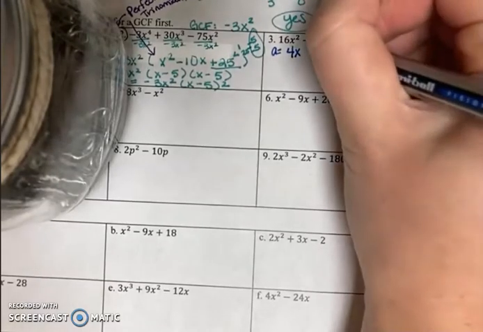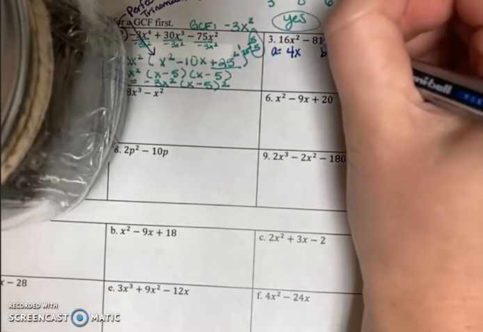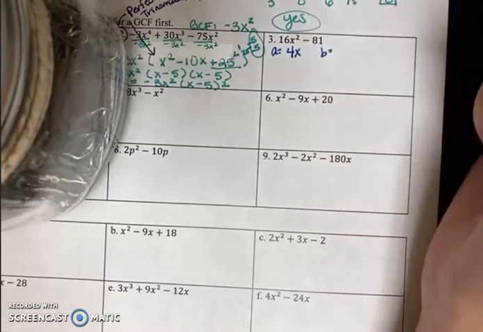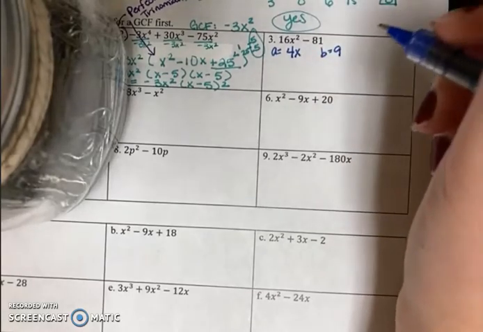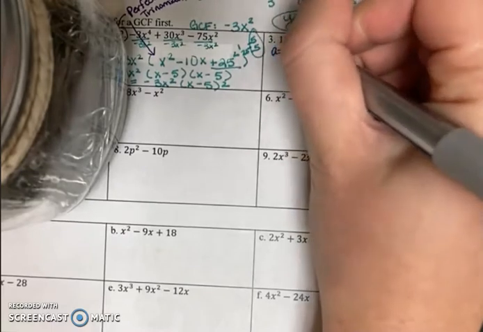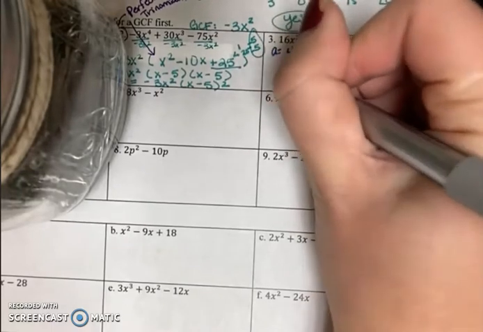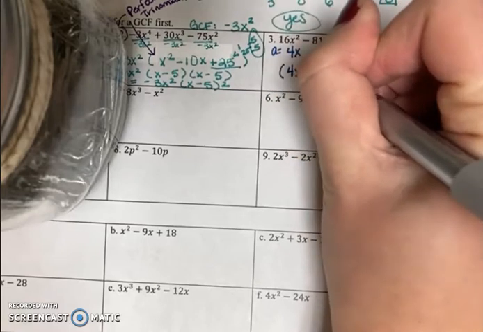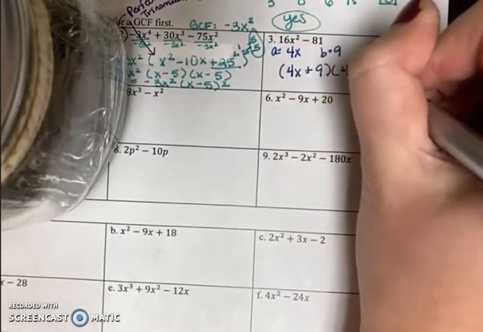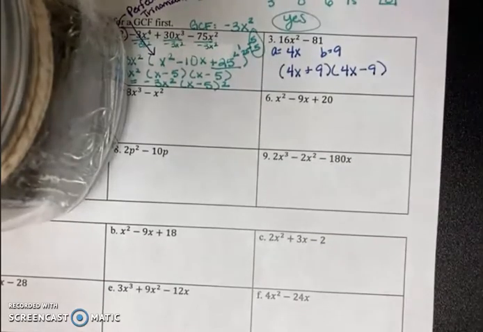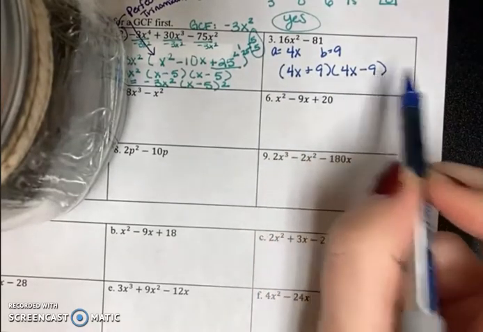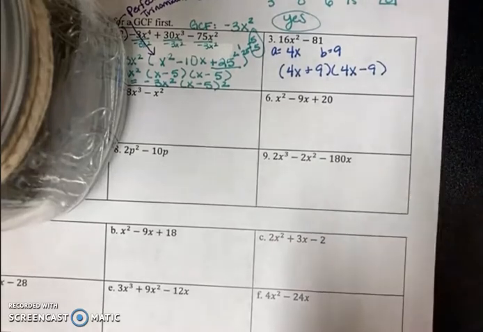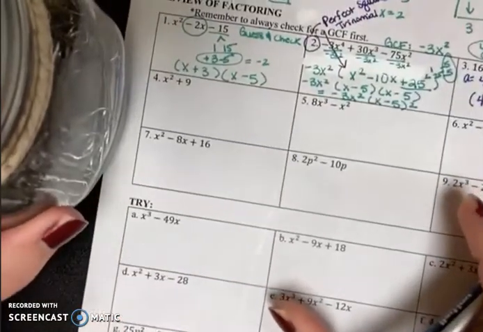I am subtracting, so I do know it is a difference, and then something squared does give me 81. That would be 9. So then I would just plug it into that rule, which is stating that a squared minus b squared is equivalent to a plus b times a minus b. We always want to check and see, can we factor further? So can I factor the 4x plus 9 or the 4x minus 9 any further? The answer is no. So I'm ready to move on to the next one.